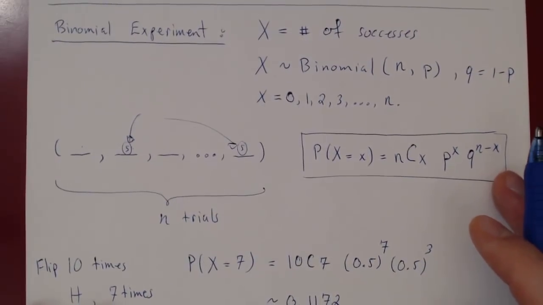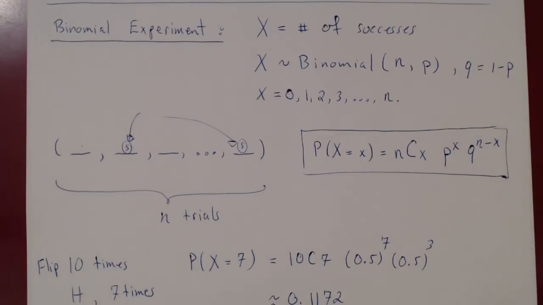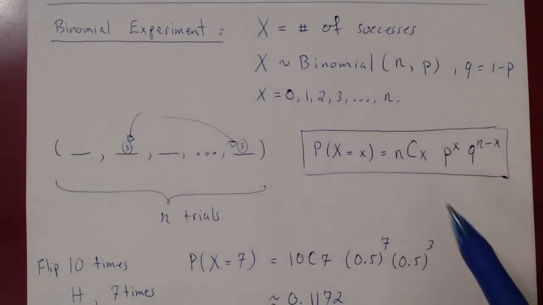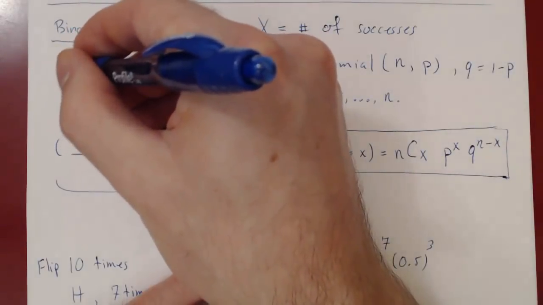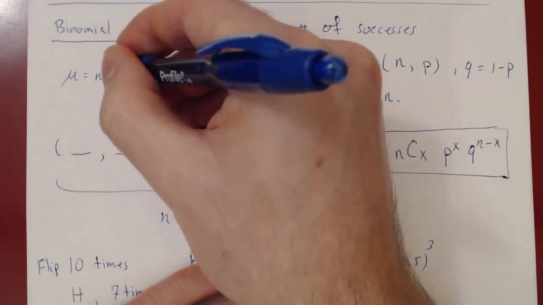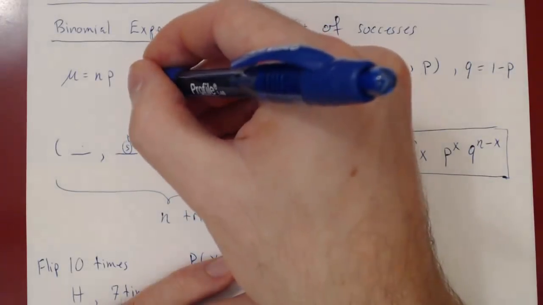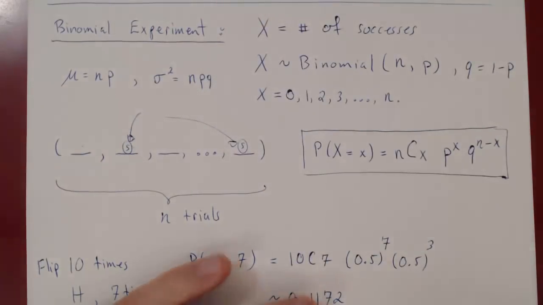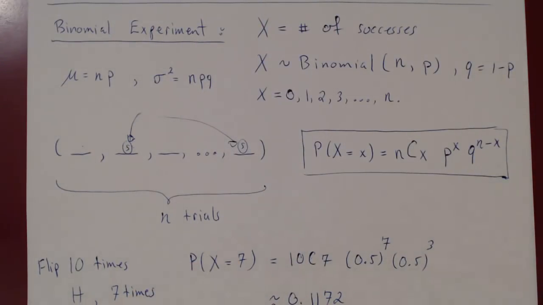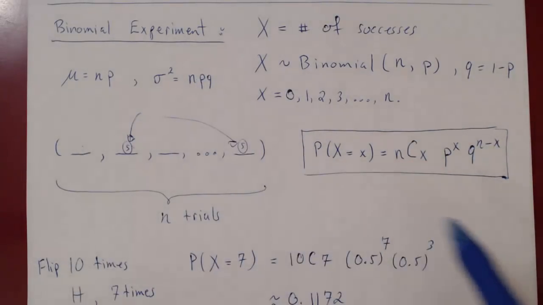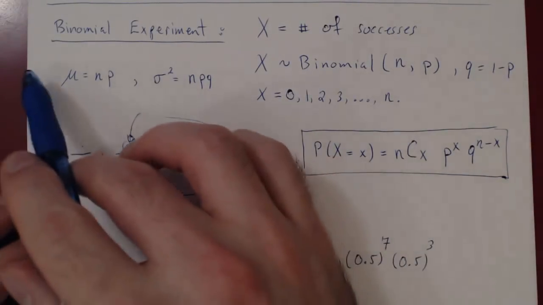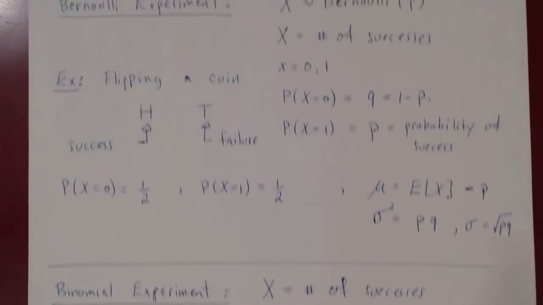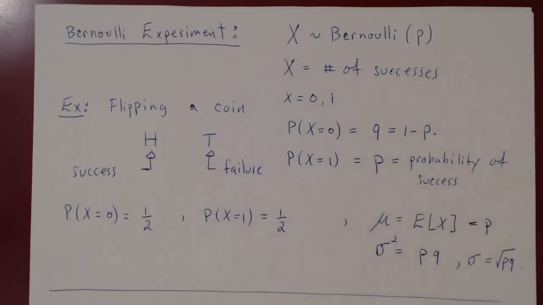The last thing worth mentioning here is what is the mean of this variable and what is the variance? Well, the mean is actually n times the probability of success, and the variance is actually equal to npq. And you may ask, well, how do we get this? We could go back to the definition of the mean and the variance, and we would find these two formulas. But we can do much simpler if we realize that the binomial experiment is simply a sum of Bernoulli random variables.